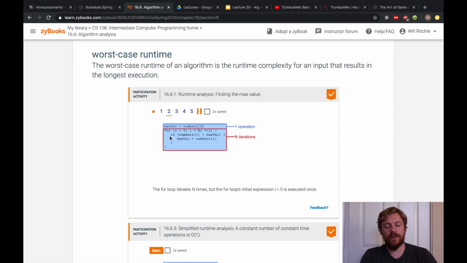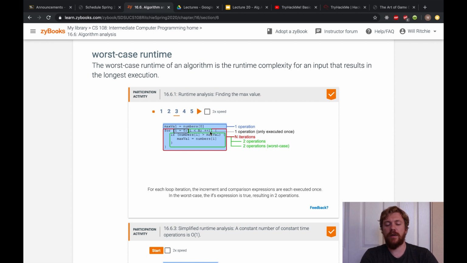We have this for loop. The I equals 0 inside of the for loop is an operation. It only gets executed once. And the for loop is going to loop n number of times. For each loop iteration, we increment the I variable and make a comparison to check and see if I is less than n. Both of those are operations. And so that's why this two operations here is a subsection under n iterations.